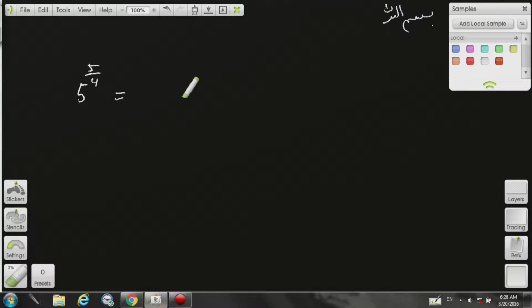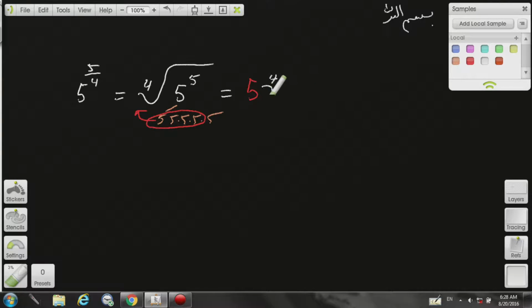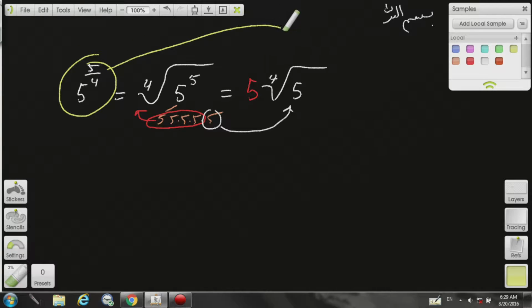Well, this is going to be the 4th root of 5 to the 5th. This is 5, 5, 5, 5, 5. So this is the 4th root, so 4 of them can come out as 1. That'll be 5 times the 4th root of 5. One of them will remain over here. So 5 to the 5/4 is equivalent to 5 times the 4th root of 5. Let's do another example.